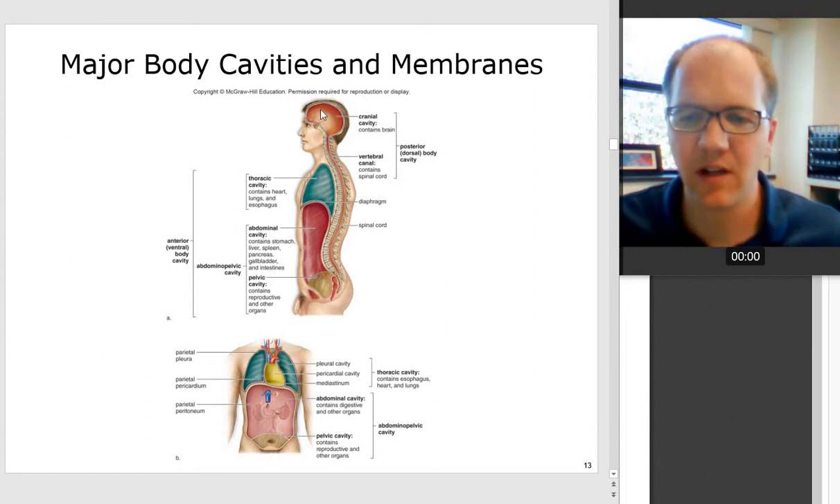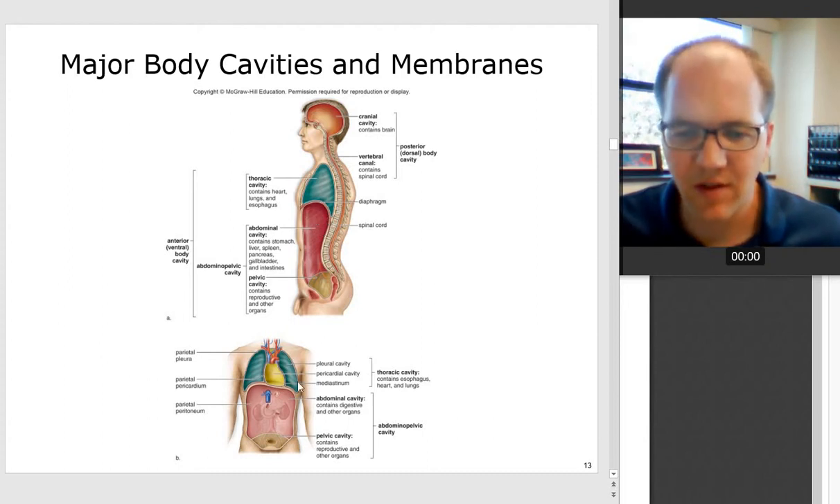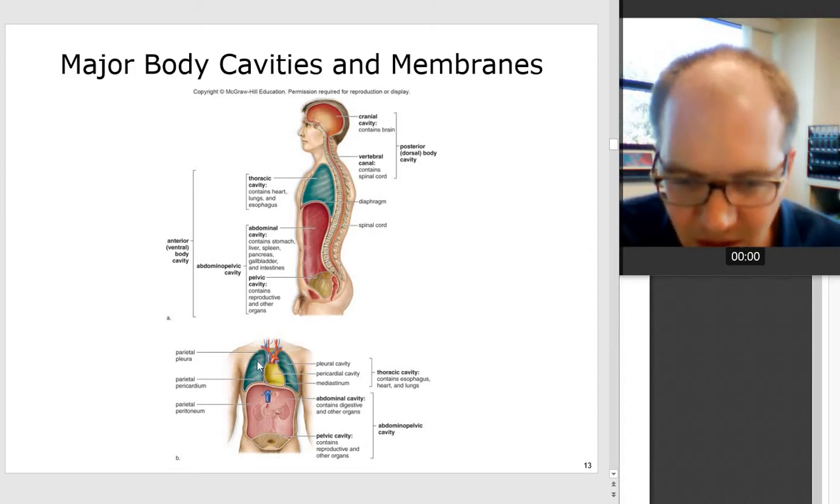So here is the dorsal cavity here, which is the brain and spinal cord. And here is the anterior cavity. And that has the thoracic cavity and then the abdominal pelvic cavity here. And then if you look at a front view, you can see the different pleural membranes. So we have the serous membranes. We have the pleural membranes here around the lungs, and we have the parietal and the visceral. The visceral would be right up against the lungs.